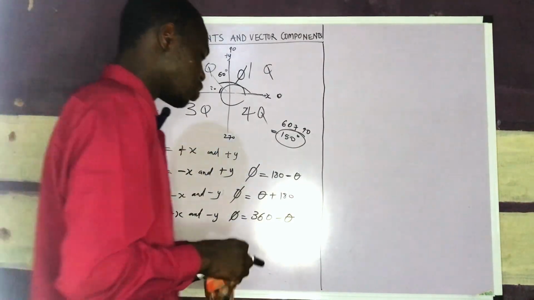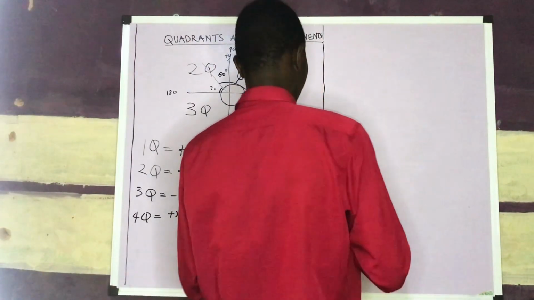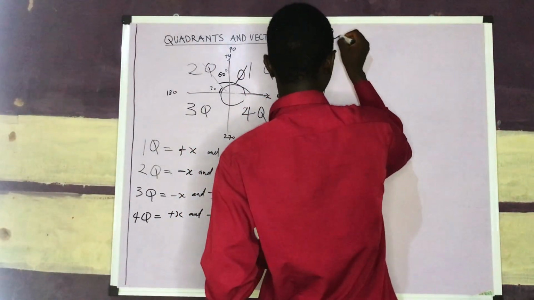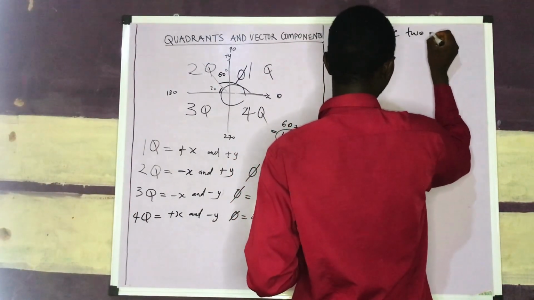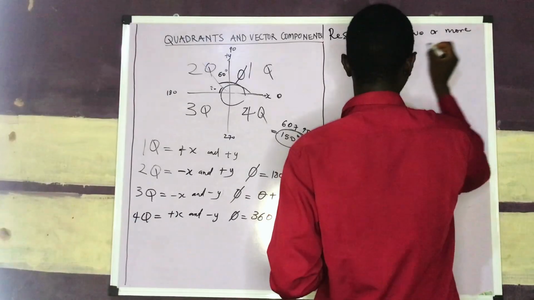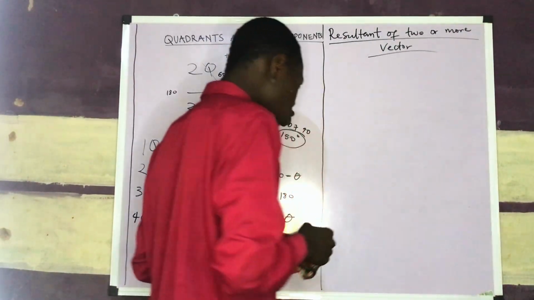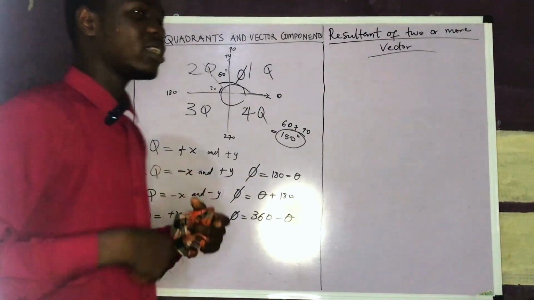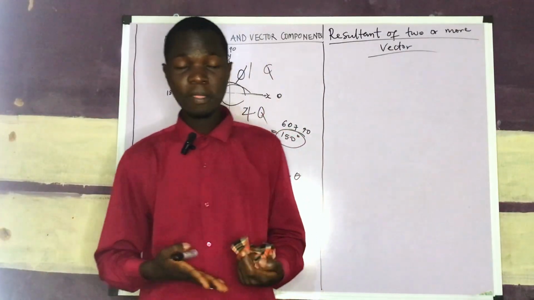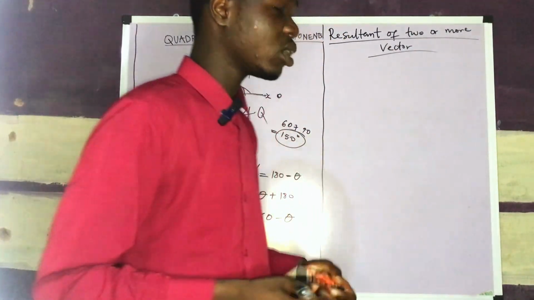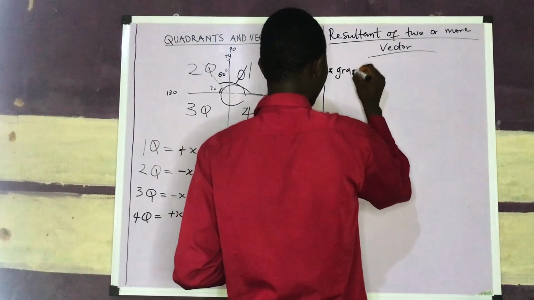Now let's move to the resultant of two or more vectors. If you are having two or more vectors, what are the methods you can use to resolve these vectors? We have three major methods in resolving these vectors. Number one is the graphical method.